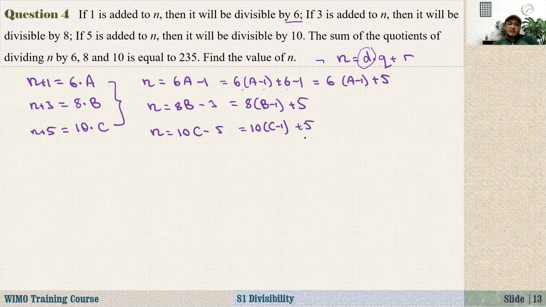Now, you see here, if I divide n by 6, the remainder is 5. Remainders we're not interested in. When you divide n by 6, 8, and 10, the quotients are a minus 1, b minus 1, and c minus 1. It says that the sum of the quotients of dividing n by 6, 8, and 10 is equal to 235. So the quotients are a minus 1 plus b minus 1 plus c minus 1, and that's equal to 235. So now from here, can we find what a minus 1 is?